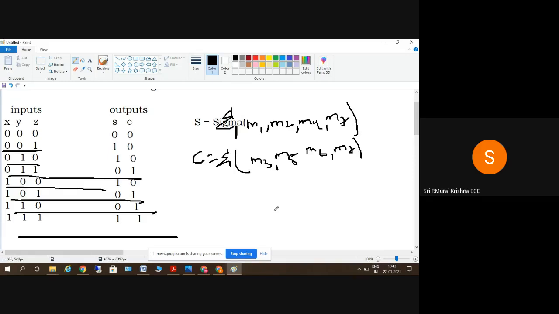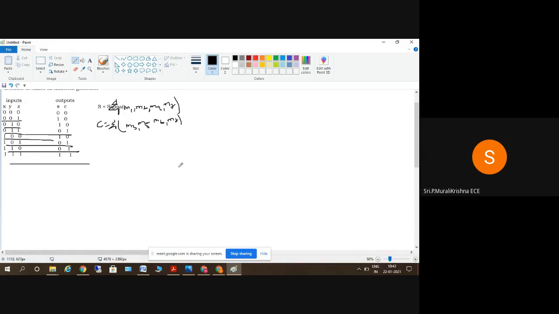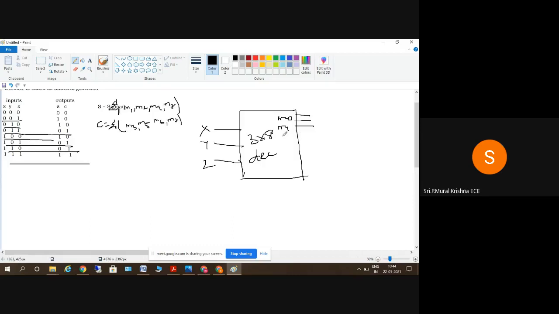So I told you that 3 to 8 decoder is a minterm generator. So with the help of 3 inputs, it will generate 8 minterm outputs. Okay, so for this we need a block diagram here. So write the block diagram. So what are the 3 inputs? X, y, z. Okay, so this is a 3 to 8 decoder. So what are the outputs it is generating? It will generate 8 outputs, that is M0, M1, M2 till M7. So these are the outputs generated by the decoder.